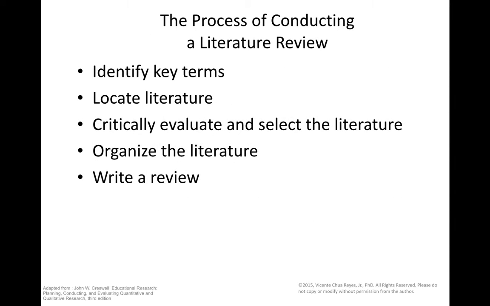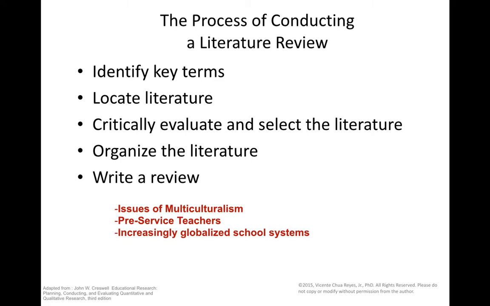There are 5 steps in conducting a literature review: identifying key terms, locating literature, critically evaluating and selecting the literature, probably the most important step, organizing the literature, and then writing a review. For this particular session, we're going to take a look at the broad area of multiculturalism and then relate it to pre-service teachers, how they are able to embrace the idea of multiculturalism within an increasingly globalized school system. So these are the 3 things that we're going to be mixing around as we try to define writing literature reviews.